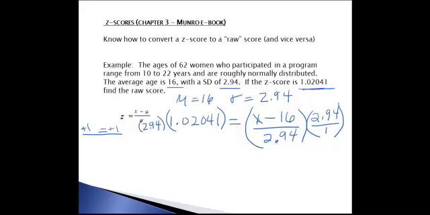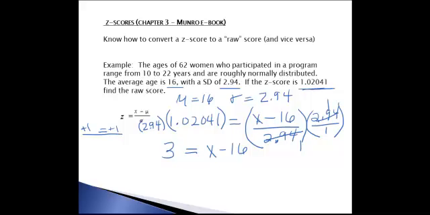And then, I take my 2.94 and I multiply it by 1.02041, and I come up with 3.00001, and I'm just going to put it in as 3. I'm going to round it. Then on this side, what happens here? 2.94 divided by 2.94 is 1. 1 times x minus 16 is x minus 16. And then it's being divided by 1. x minus 16 divided by 1 is just x minus 16. Then I'm going to solve for x. I'm going to get x by itself.